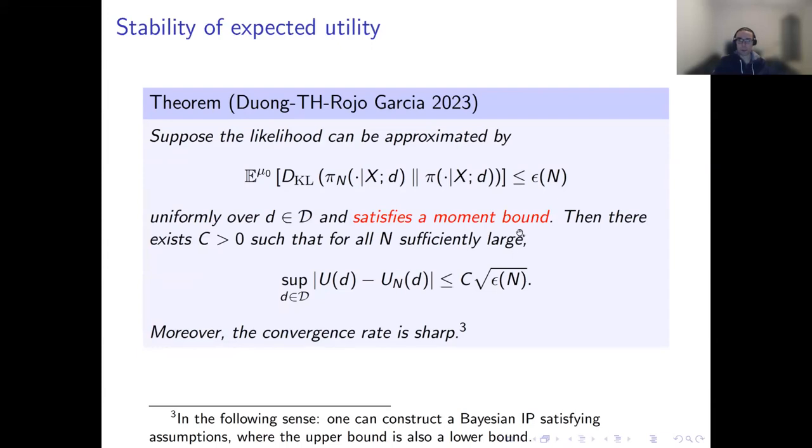If these assumptions are satisfied, then there exists some universal constant such that the L infinity norm of the difference of the expected utilities converges with respect to the square root of the approximation rate that I had for the likelihoods. Moreover, this convergence rate is sharp in the sense that you can construct an easy linear one-dimensional problem where the assumptions are satisfied, but this lower bound coincides with the upper bound up to a constant. So in this generality you can't really get a faster convergence rate.